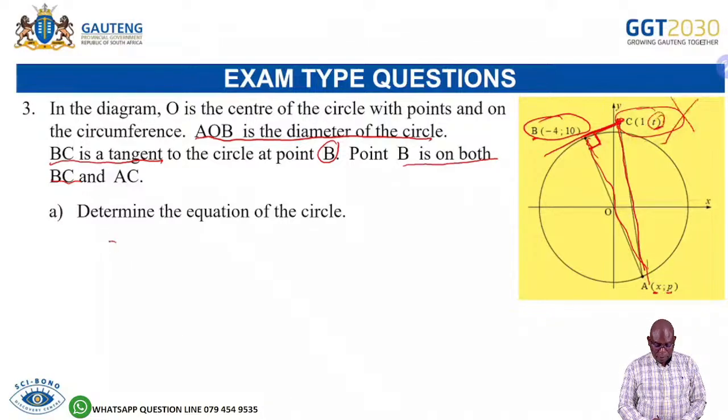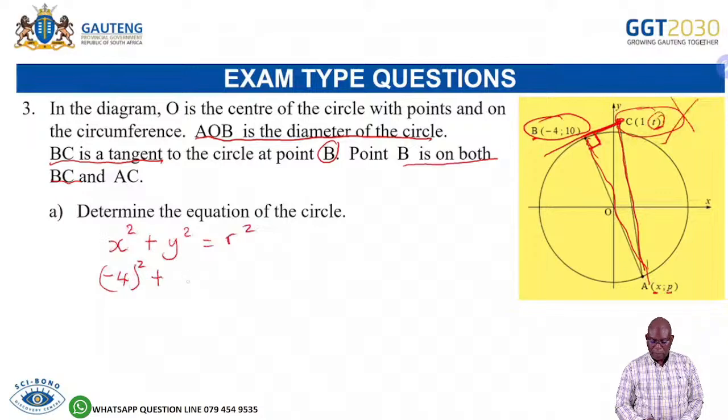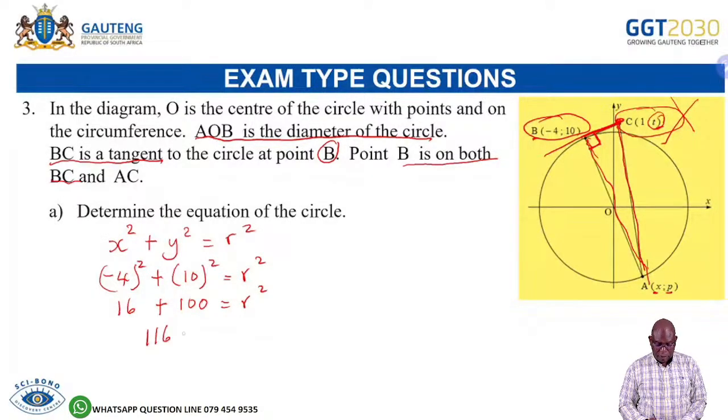So the equation x squared plus y squared equals r squared. Take those points. x is -4, squared, plus y is 10 squared, equals r squared. Then I'll have 16 plus 100 equals r squared. Then that will give us 116 equals r squared. Then the equation of the circle must be written as x squared plus y squared equals 116.